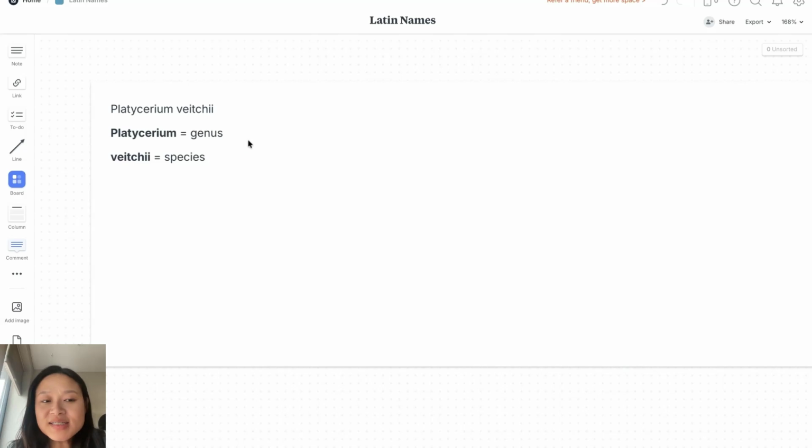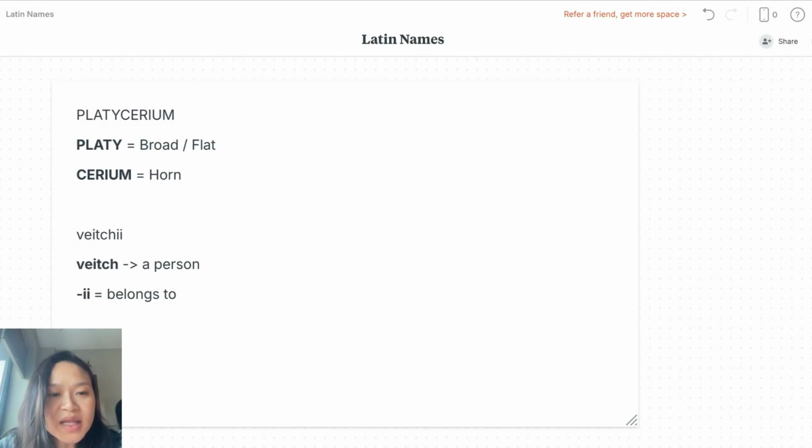Platycerium is the genus, and veitchii is the species. Of course, as Latin goes, we all know that these words have other meanings, and you can separate the word into maybe two parts or even three parts. So Platycerium: platy means broad, flat, cerium means horn. Platycerium together means broad horn.